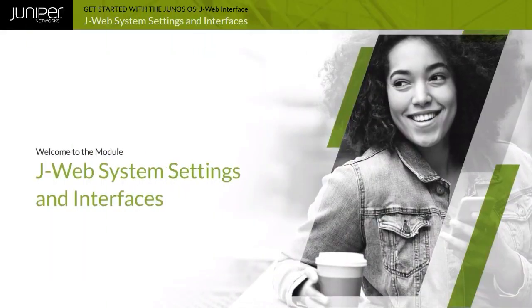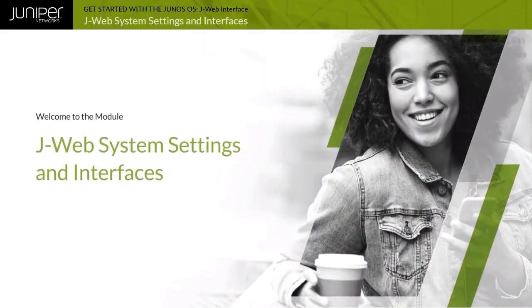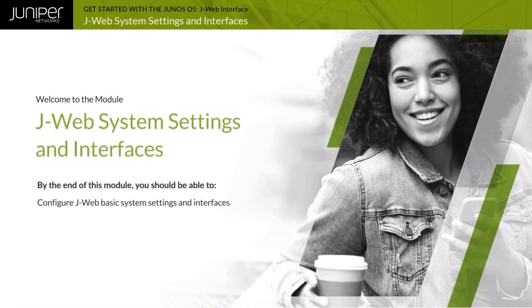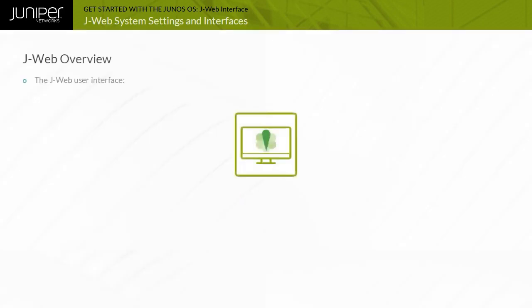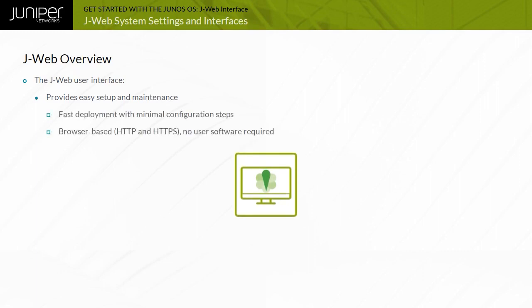Welcome to the JWeb System Settings and Interfaces module. By the end of this module, you should be able to configure JWeb basic system settings and interfaces. The JWeb makes initial deployment very easy. No client software is necessary other than a standard web browser. After the initial configuration, you can return to JWeb for system monitoring and maintenance.